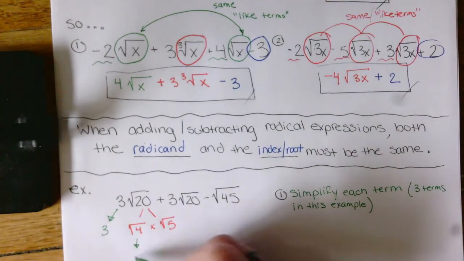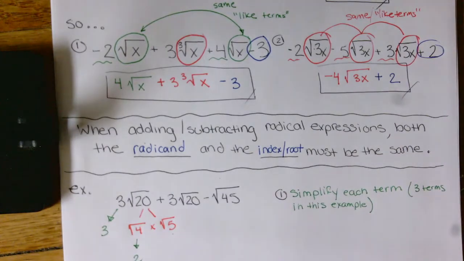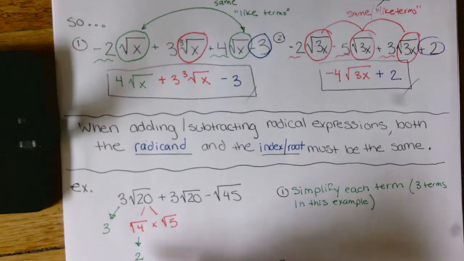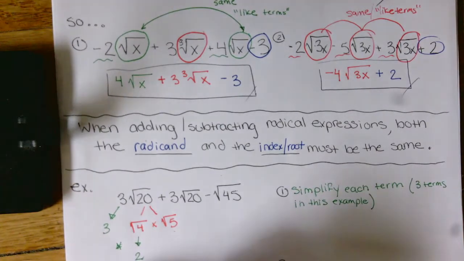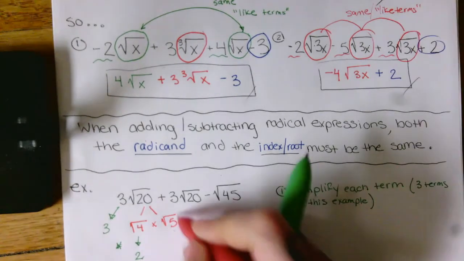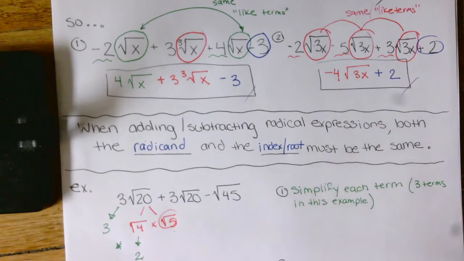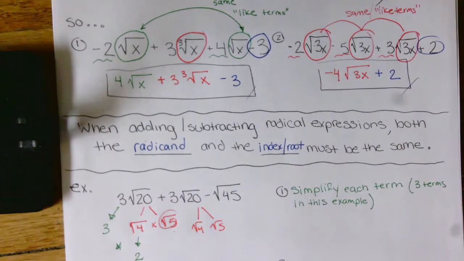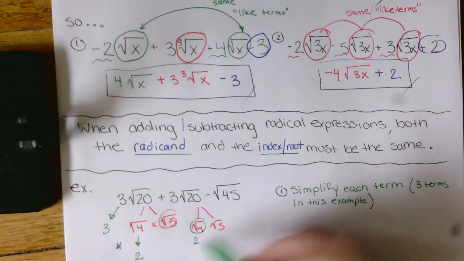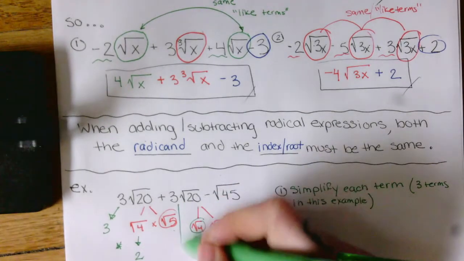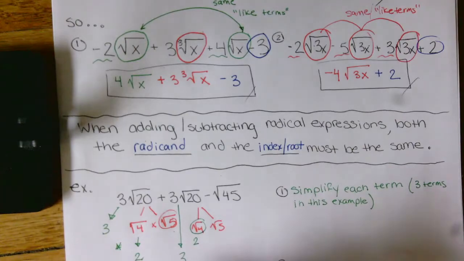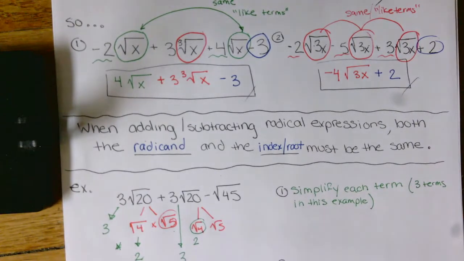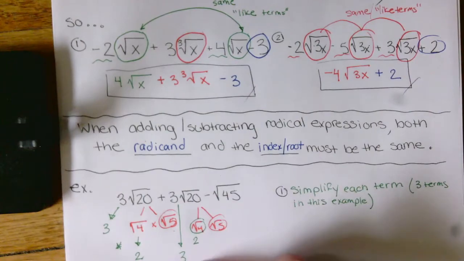Here, I've got a 2. This I can't simplify any further. So this whole thing became 3 times 2 with just square root 5 left over. I could do the same thing. So this one right here, because it's the same, this just became 2. This stays 3. So I've got 3 times 2. I've got another square root 5 left.